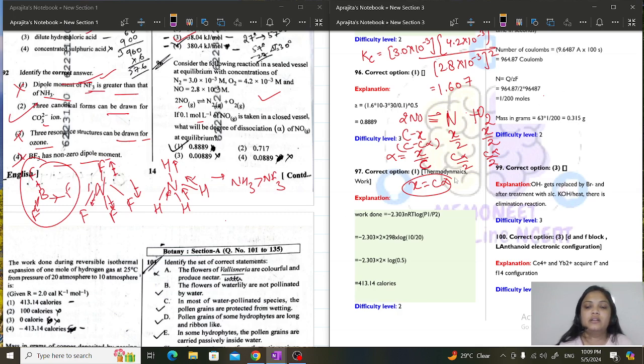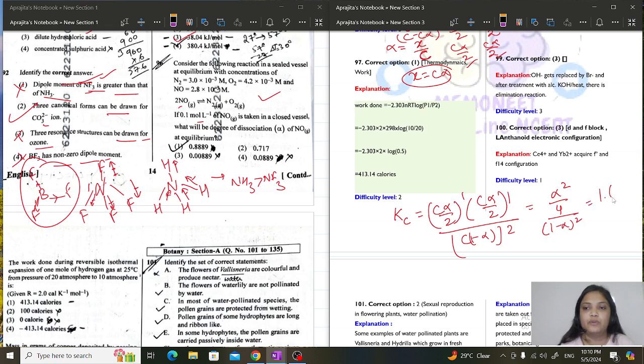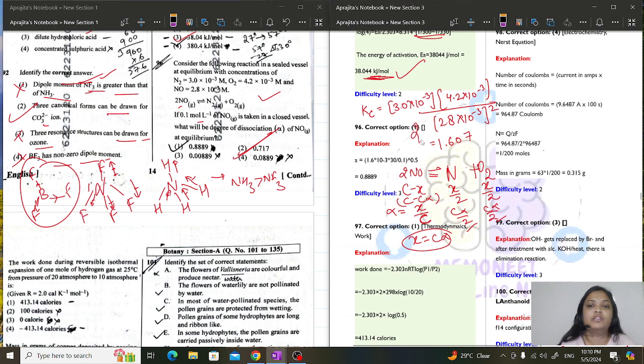Now we will put it in the Kc value. So product divided by reactant. The reactant is C into 1 minus alpha, but here we have to square it. So C will cancel out. We will get alpha square upon 4 into 1 minus alpha square. That is 1.607, we have got the value of Kc. While solving it, the value of alpha will come out to be 0.717. So it's option number 2. Okay, and for the 96th question, change it to option 2.